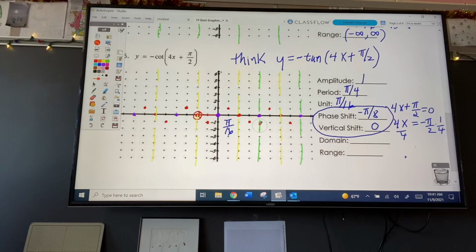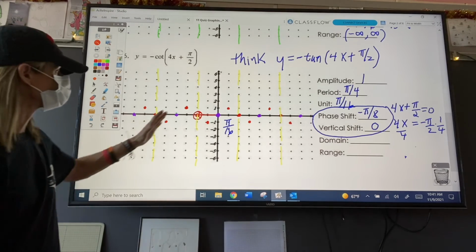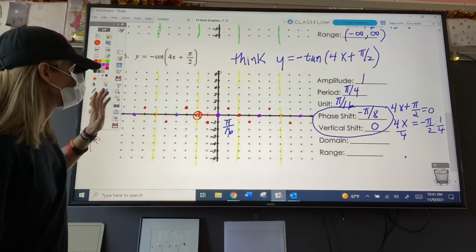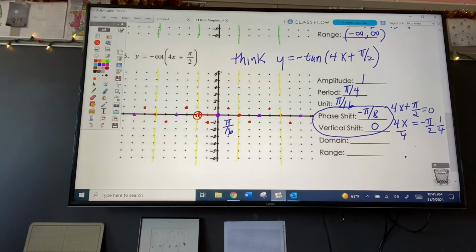Whoa. Now I'm erasing the asymptotes for the tangent because we're graphing the cotangent. Negative cotangent. And as I was showing you, the negative cotangent approaches the asymptotes in the same direction as the positive tangent. So the graph looks like this.